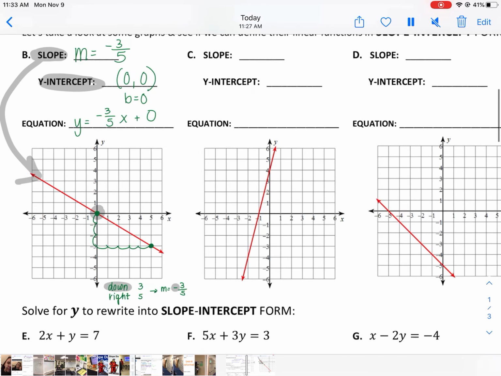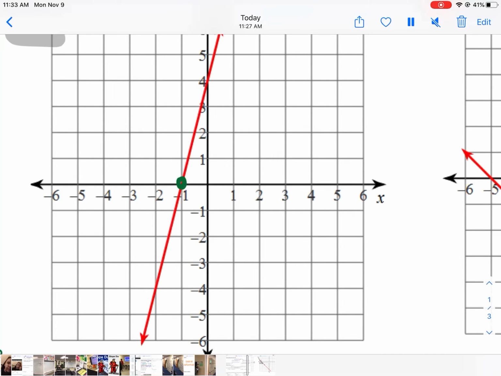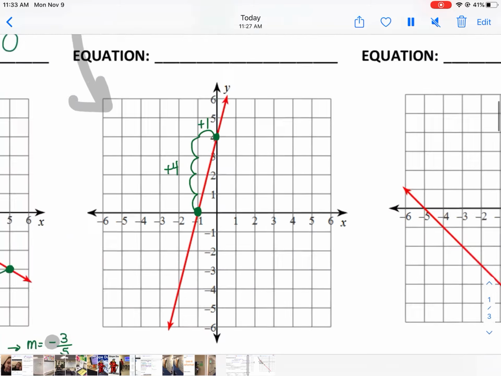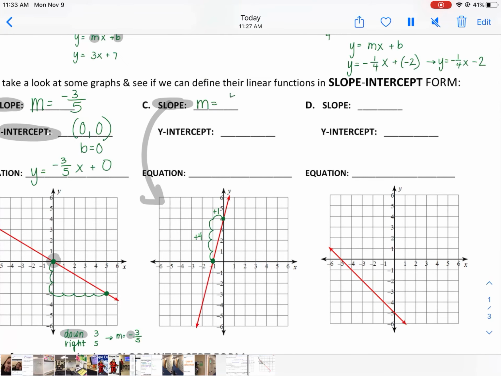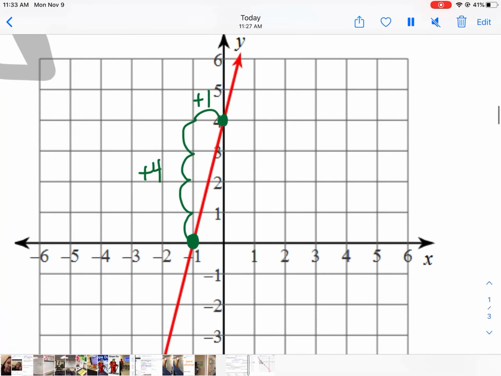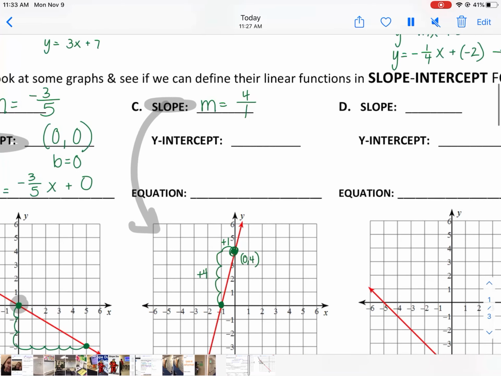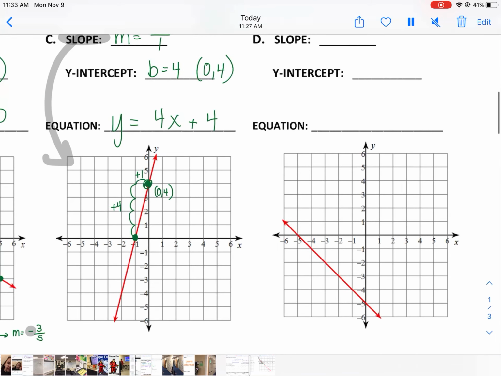Ooh. Next up, slope of this next guy. Find your pretty points. We count up 1, 2, 3, 4 over to the right 1. That is a positive. In both directions, we're going to have a positive slope of 4 over 1, or just 4, however you would like to write it. Looky there, it crosses the y-axis at 0, comma 4. So that means our y-intercept will be at b equals 4 or at 0, 4. In our equation, y equals 4x plus 4. Boom.